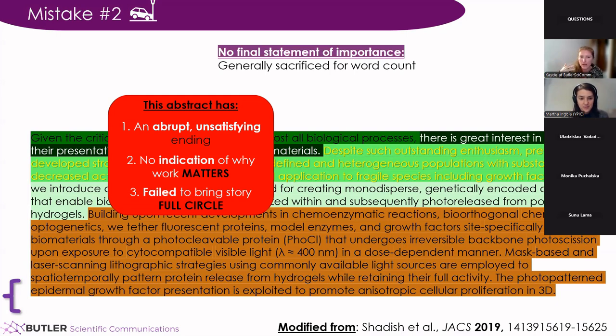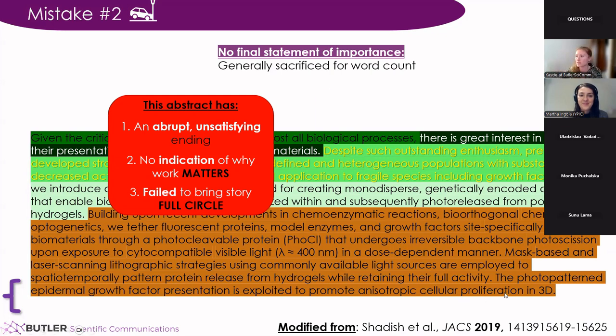If you don't believe me, I highly recommend getting these slides and reading through each one of these mistake abstracts. You will be able to see for yourself what each one of these mistakes does for your perception of this work. But here, you'll see that without this sentence, this ending just seems really abrupt and unsatisfying. It gives no indication to the reader of why this work matters, and it completely failed to bring this story full circle. The reader is left hanging, wondering, so what?